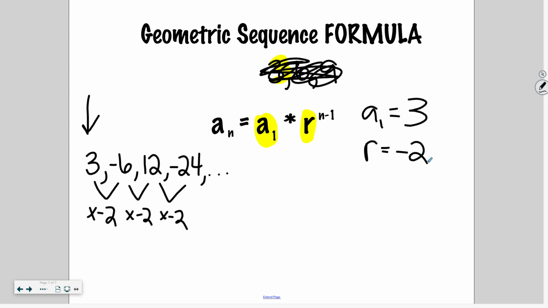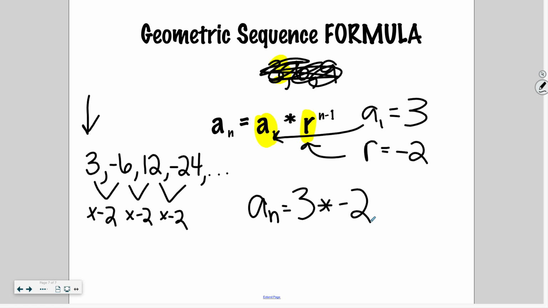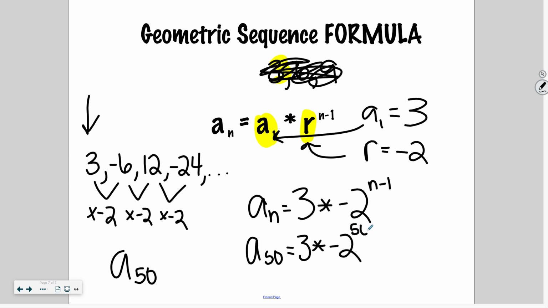Then all I have to do is plug those two things in to this equation. So a_n equals 3 times negative 2 to the n minus 1. And that's my formula. If I wanted to know what the 50th number in the sequence is, I would go a_50 equals 3 times negative 2 to the 50 minus 1.